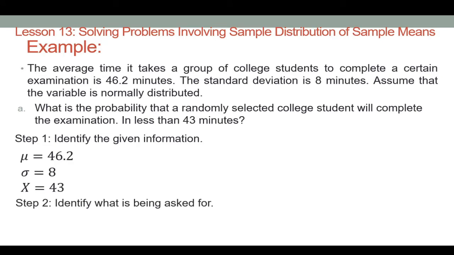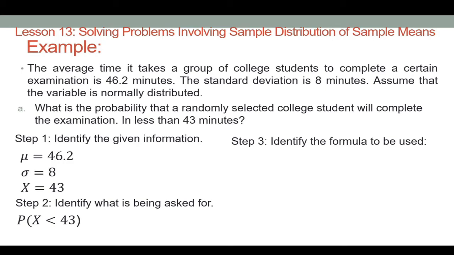Next, we identify what is being asked for. Ano bang hinahanap dito? Very good, the probability that a randomly selected college student will finish the exam in less than 43 minutes. So, yan yung probability. Next, we identify the formula to be used.